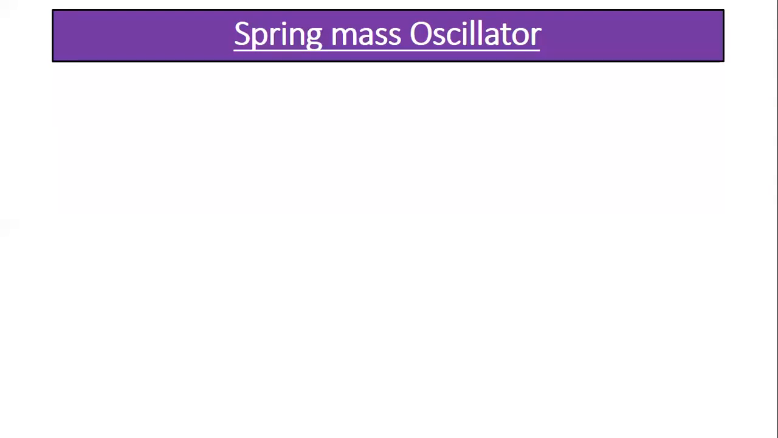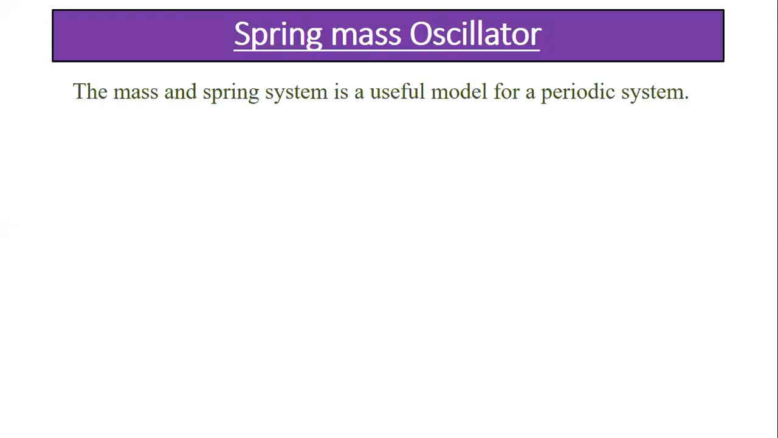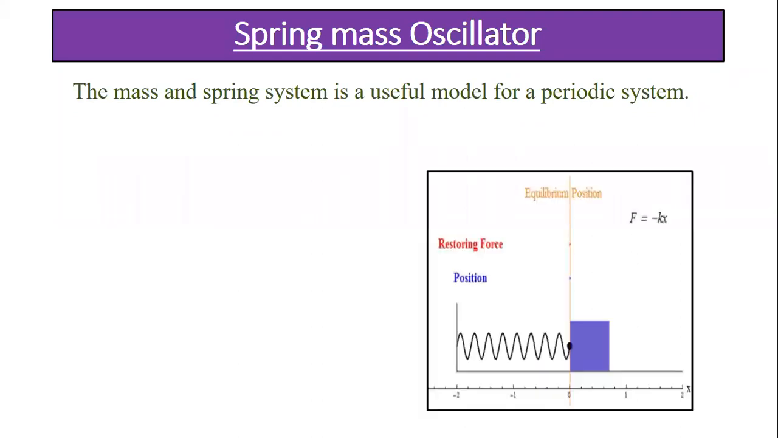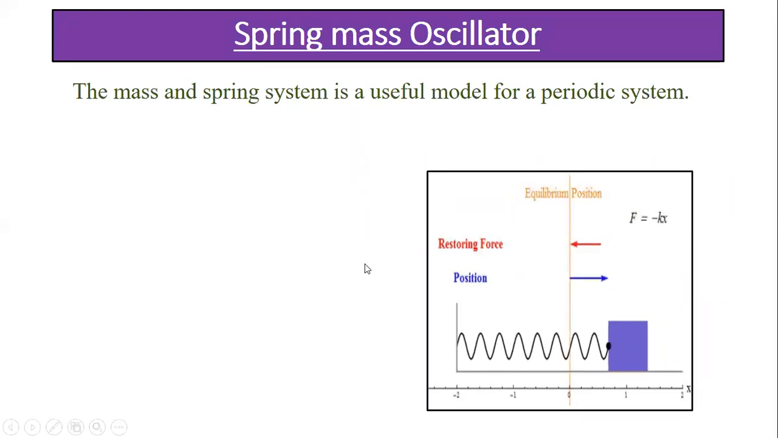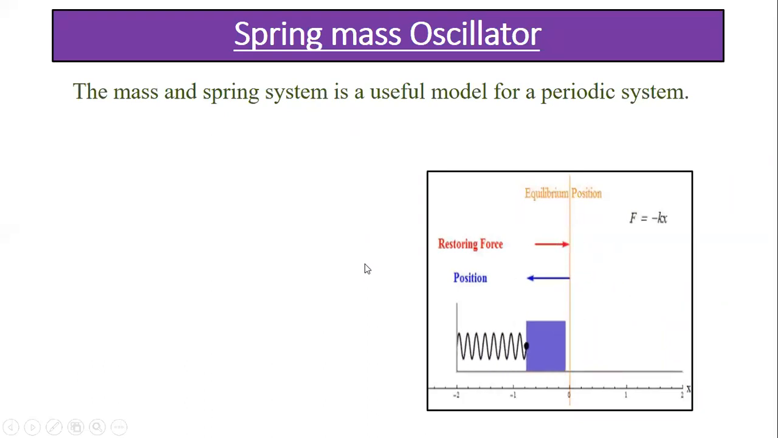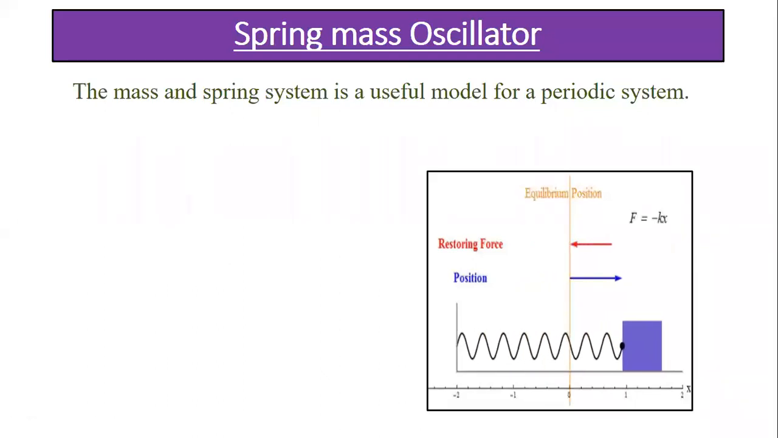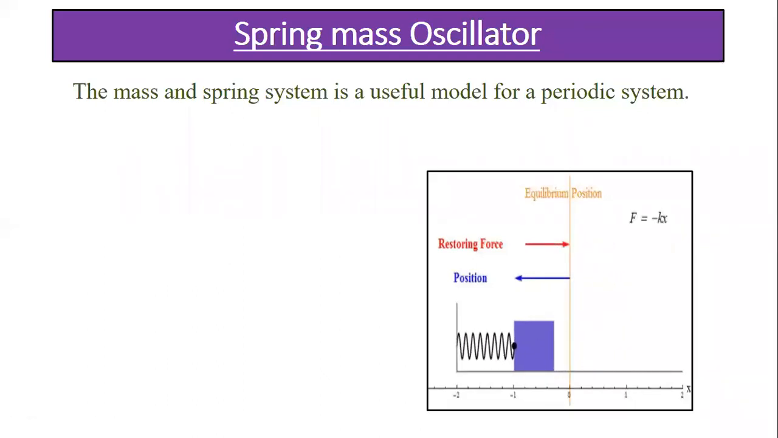After the equilibrium position, we have to learn the spring mass oscillator. The mass and spring system is a useful model for a periodic system. Let me consider one example. In that we are considering a mass and a spring. You can see here the motion of this body, to and fro motion. To means once to this side and after some time to that side.